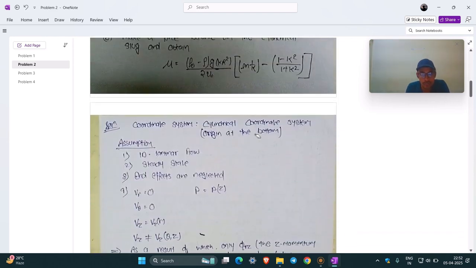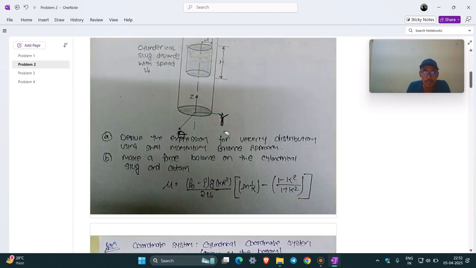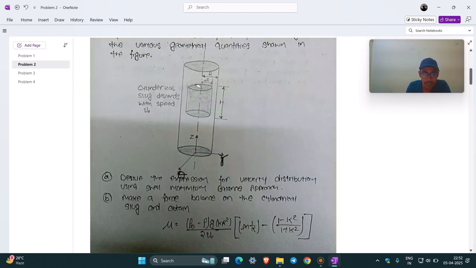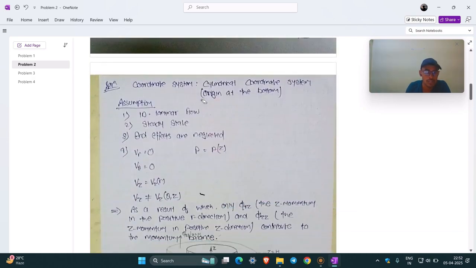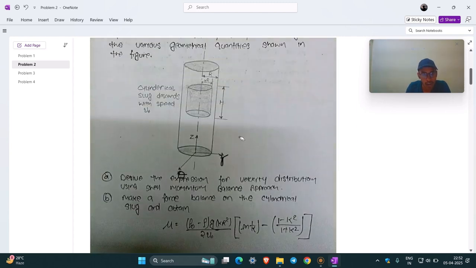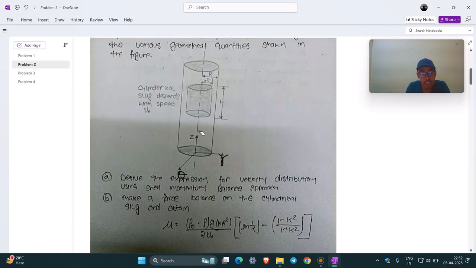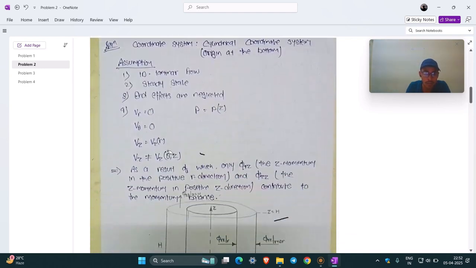A few of the assumptions we consider to solve this problem: the first is 1D laminar flow, the second is that steady state conditions prevail, and the third is that end effects are neglected, that is, the flow is completely developed in this region and there is no external disturbance. So these are our assumptions. Also Vr is zero, there is no velocity in the r direction, and V theta is zero, there is no velocity in the theta direction. Apart from that, Vz is not a function of theta and z.